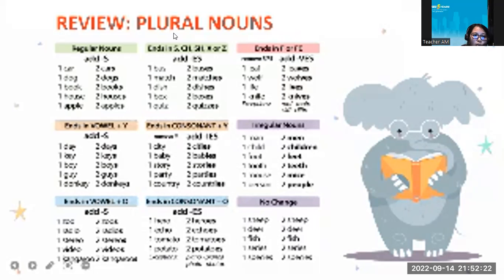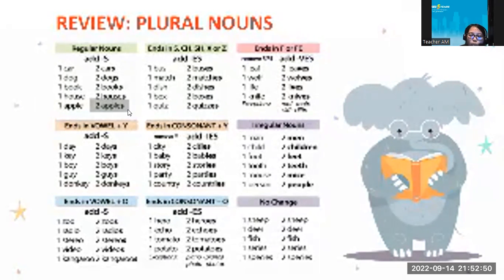Okay, let's review plural nouns. So we have regular nouns here. We just simply add S. One car, that is two cars. One dog, that would be two dogs. One book, that would be two books. If there's one house, there would be two houses. We simply add S. Apple.